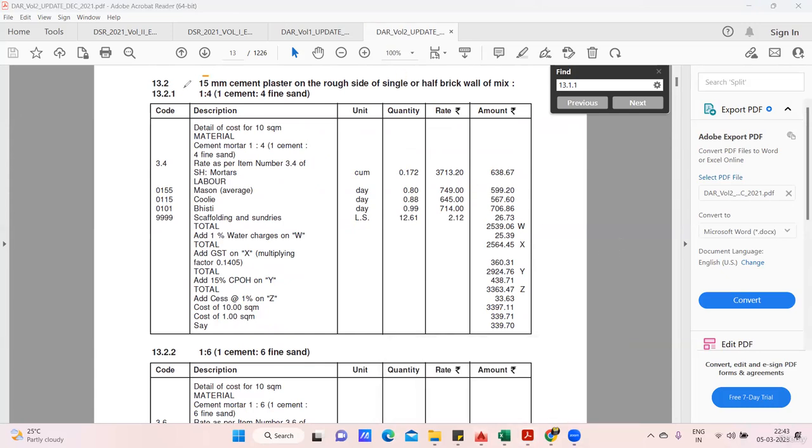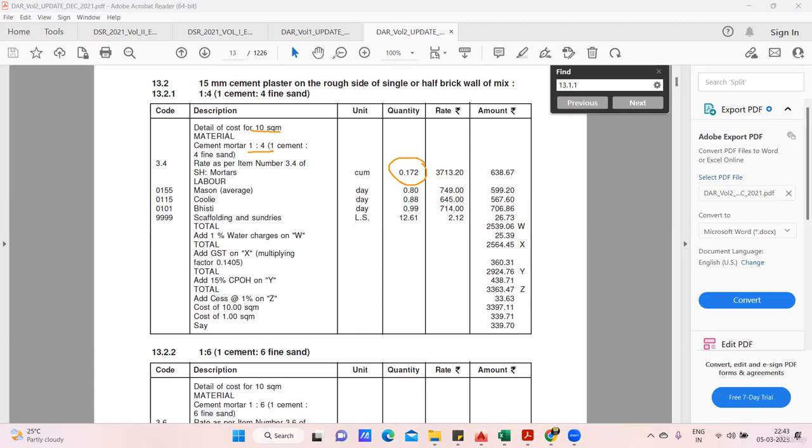In 15 mm plaster, this is for a single brickwork, half brickwork plaster. What all things are you supposed to understand? The only thing is, here the cement mortar is 1:4. We are doing it for 10 square meter. How much are you getting? You are getting 0.172. How did you get this 0.172?